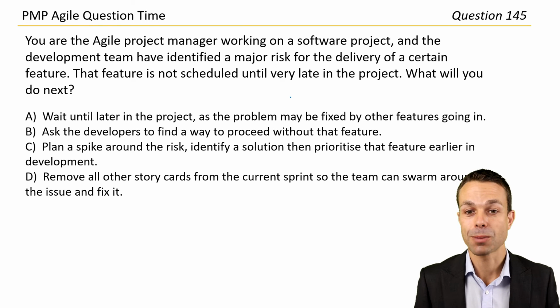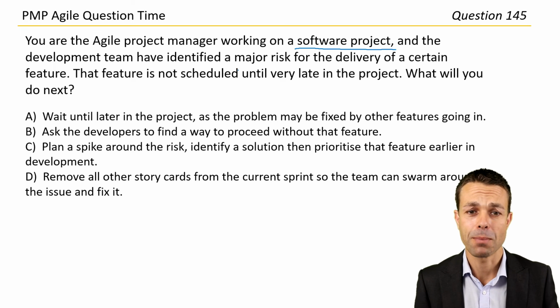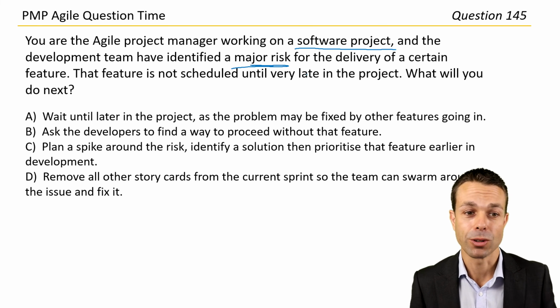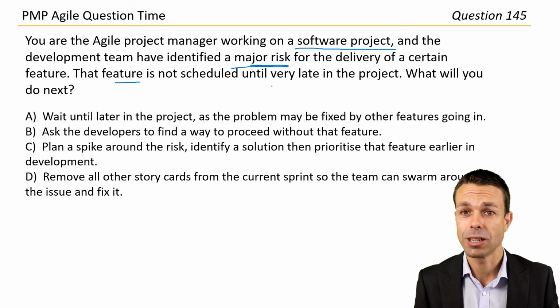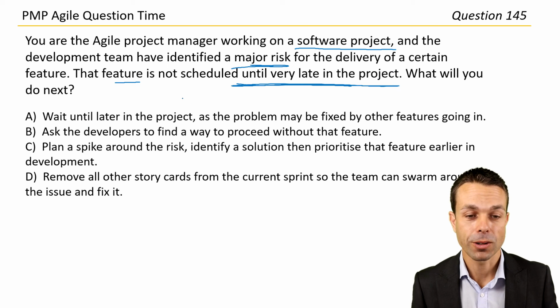You are the Agile project manager working on a software project, and the development team have identified a major risk for the delivery of a certain feature. That feature is not scheduled until very late in the project. What will you do next? Oh, this is good. Okay, wait until later in the project, as the problem may be fixed by other features going in.